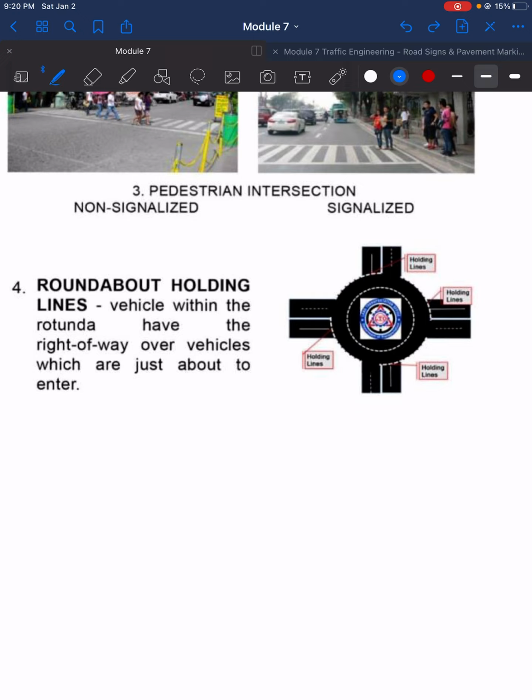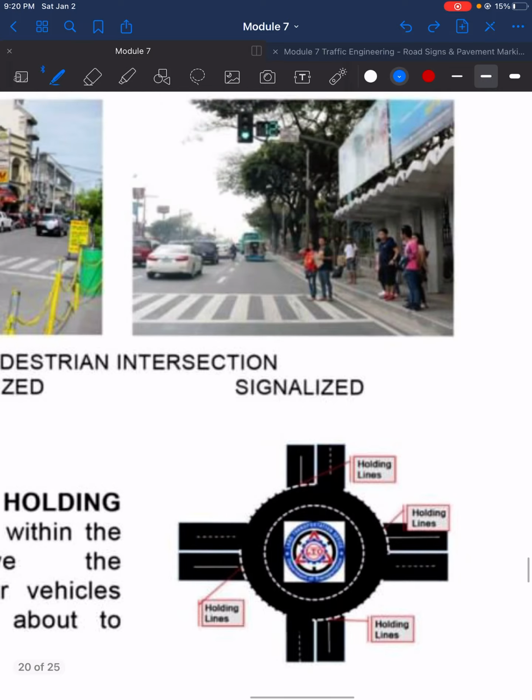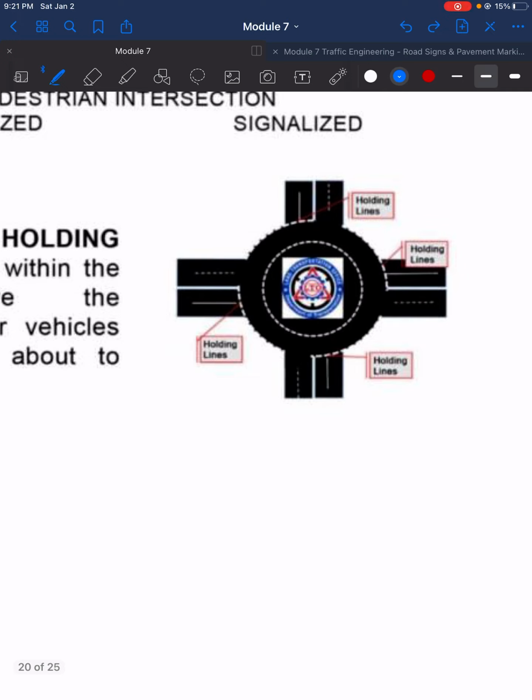Next, number 4, we have the roundabout holding lines. Vehicles within the rotunda have the right of way over vehicles which are just about to enter. So, in our drawing, the holding lines are this one here, the holding line. So, these are the holding lines. Like the giveaway sign, the giveaway or holding lines from earlier. This is intended for vehicles entering the rotunda, meaning they need to give way to the vehicles that are already inside the rotunda. Okay.